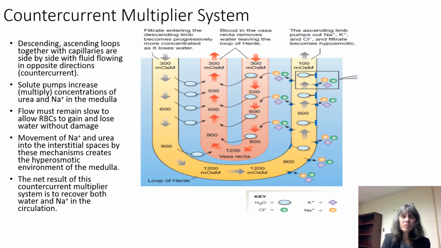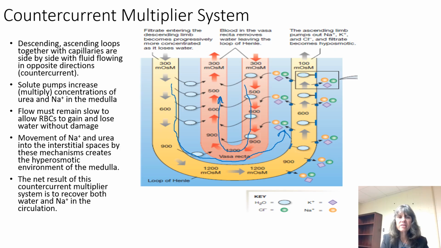Now, as I said before, the flow of filtrate in the loop of Henle is moving in one direction. It's moving in this direction, whereas the flow of blood is moving in the opposite direction, and that's what's called the countercurrent multiplier system. And so what happens is the descending limbs and ascending limbs, together with the capillaries, the vasa recta, side by side, have that fluid going in opposite directions. That's a countercurrent against the flow, opposite directions.